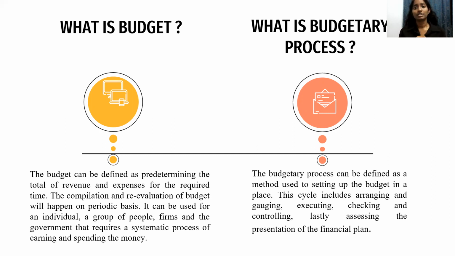The budgeting process can be said to be a way of setting up the budget in a particular place. This cycle includes arranging and gauging, executing, checking and assessing the presentations of the financial plan.